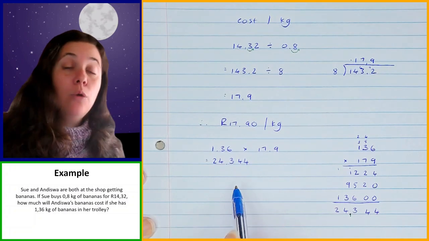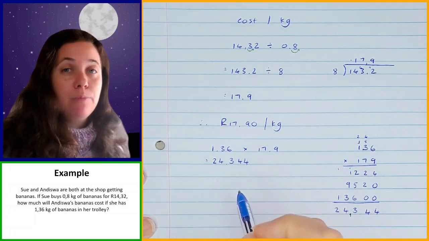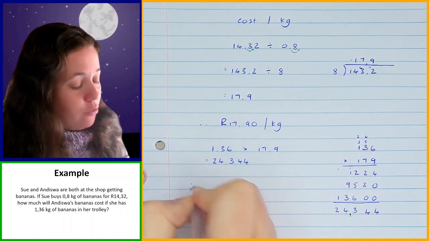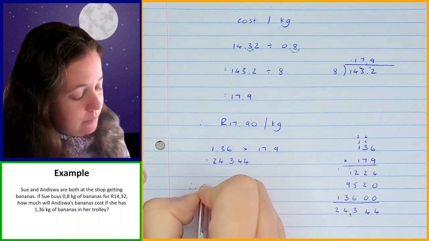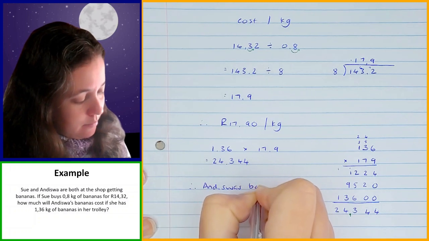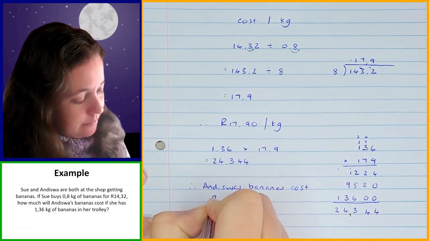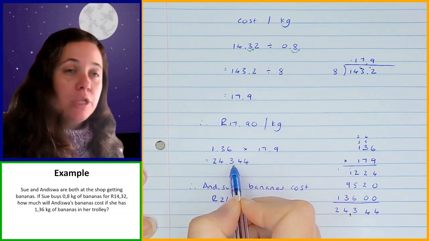Okay, but now we are working out the cost of Andiswa's bananas. Now, cost is going to be in rands, so therefore we have to round that off to 2 decimal places. So Andiswa's bananas cost 24 rand, comma, and now we need to round this off over here.